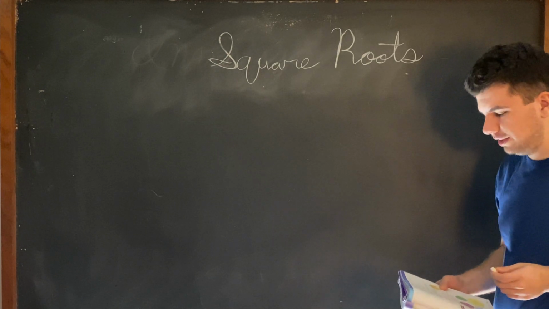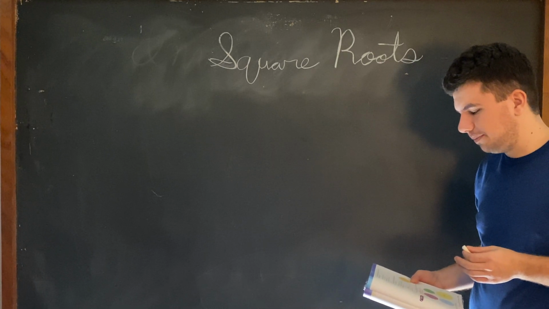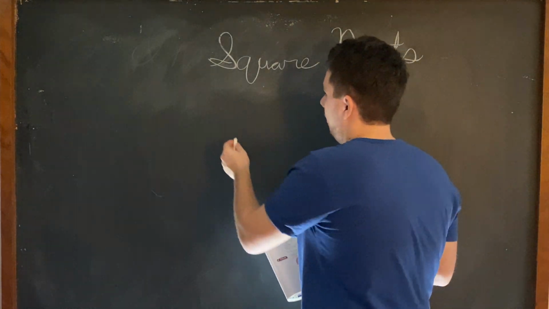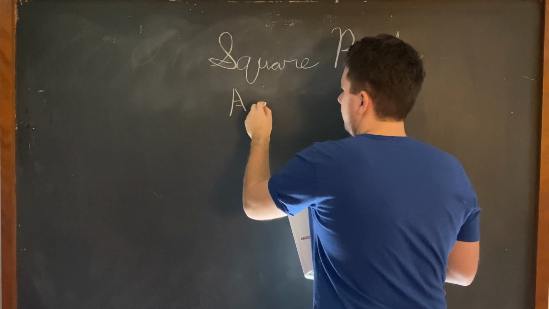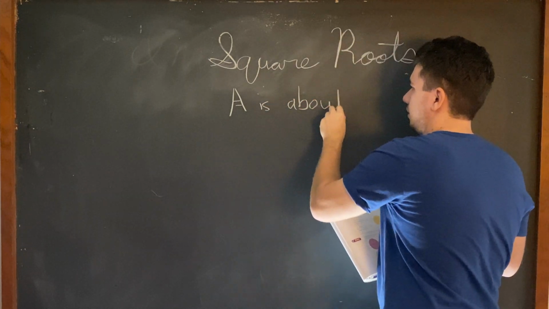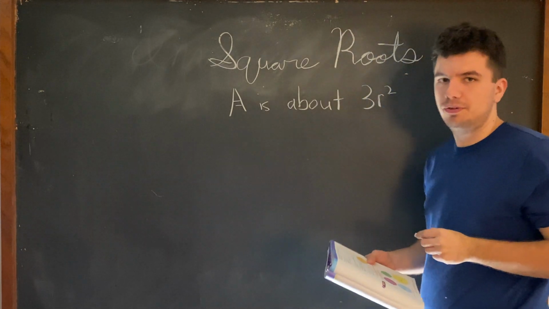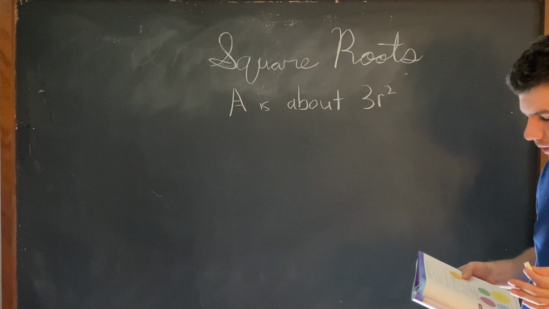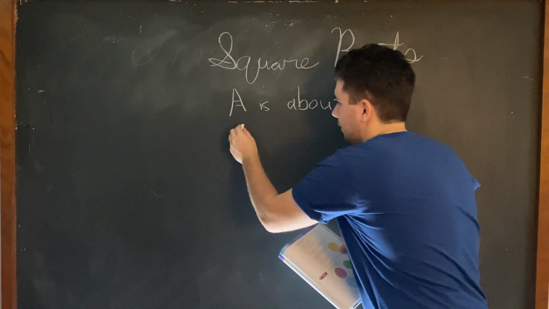Last week we talked about the area of a circle, and we can use square roots to calculate its radius. If we have the radius of a circle, we know that the area is about 3r squared. So what we can do is, we know that r squared is about 1/3 of the area, or A over 3.